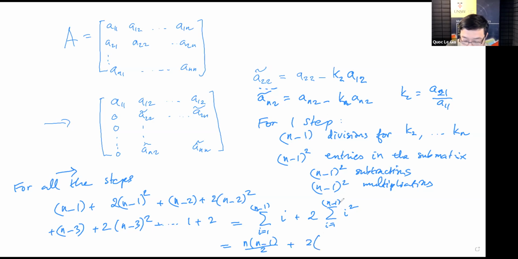So this one I just use a formula. There's a formula when you sum up i square from 1 to n minus 1. So you get n cube over 3 minus n square over 2 plus n over 6. Believe me, you can prove that formula. So you agree now? Totally, if you forget about the n square and n, then this is roughly about 2n cube over 3 flops. Does that make sense?